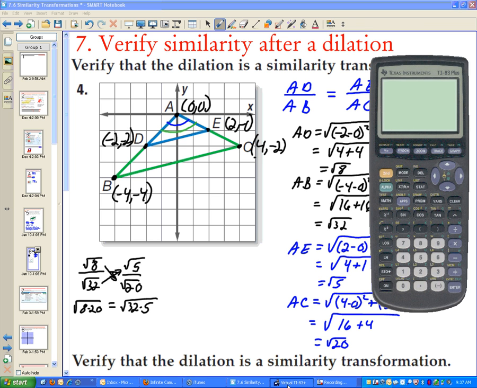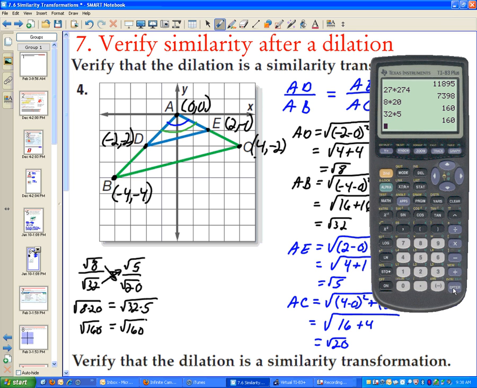So I'll get my calculator back out. 8 times 20, so that's the square root of 160. 32 times 5, that's also the square root of 160. And we have verified it.